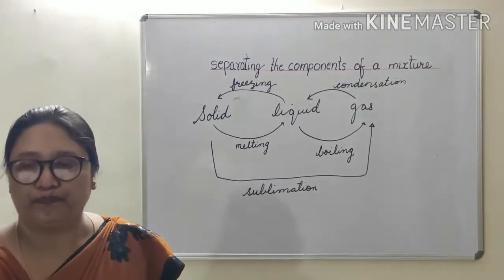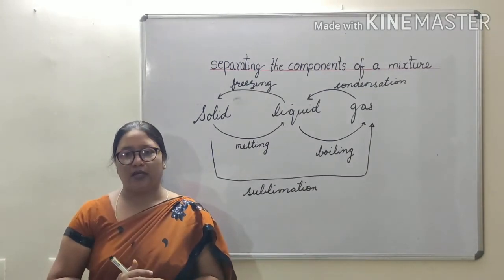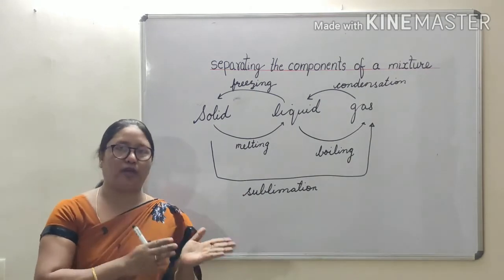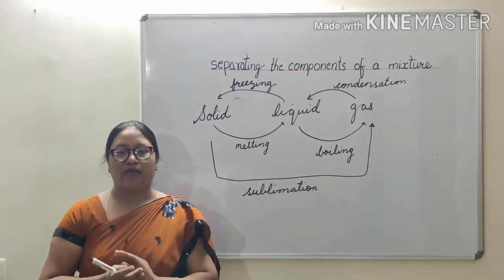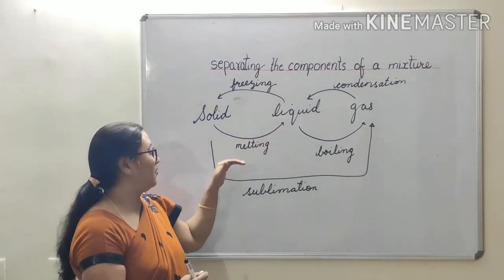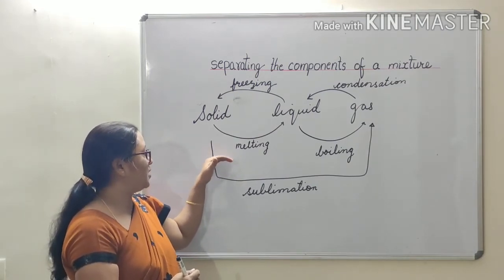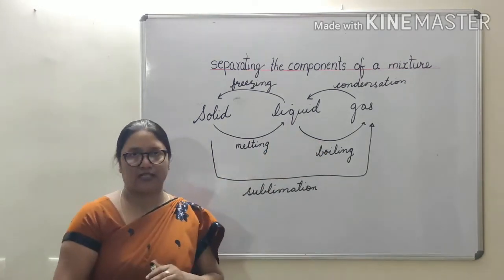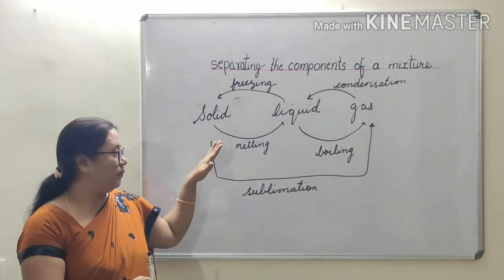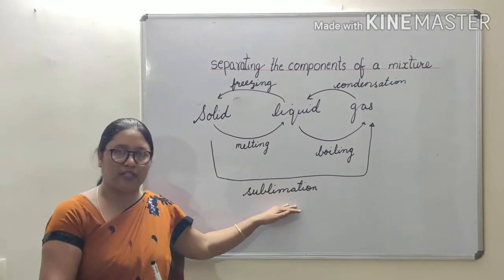There are some solids which on heating directly change from solid to gaseous state without attaining the liquid state. In between, the intermediate state is liquid. But when we are supplying heat, what happens? Directly a substance changes its state from solid to gaseous state. So such substances are called sublimates, and the process is called sublimation.